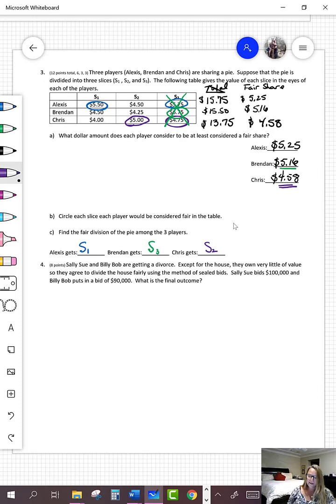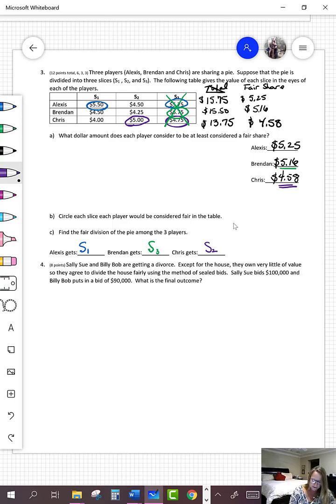So moving on to number 4. Number 4 says Sally Sue and Billy Bob are getting a divorce. Except for the house, they own very little of value, so they agree to divide the house fairly using the method of sealed bids. Sally Sue bids $100,000 and Billy Bob bids $90,000. So what is the final outcome?